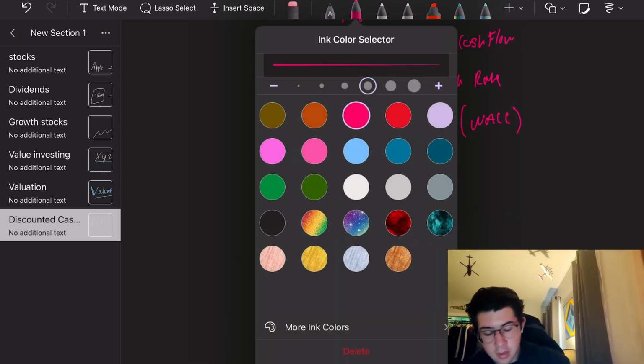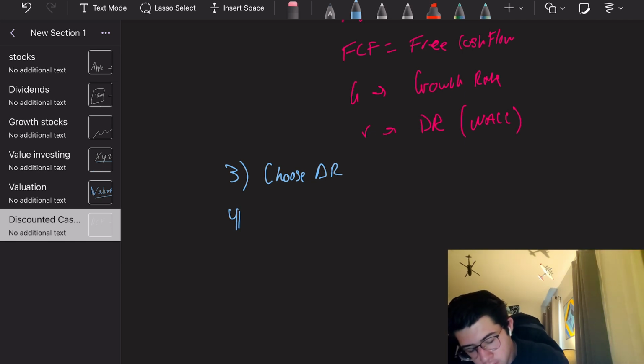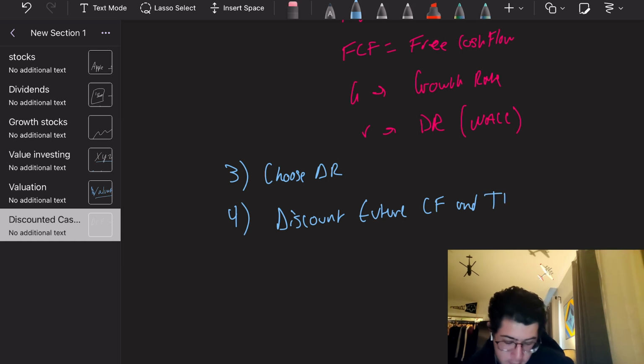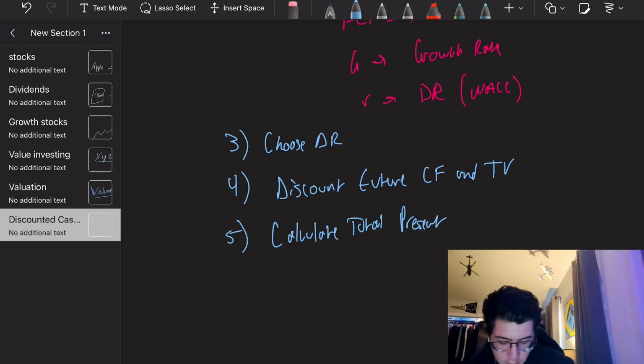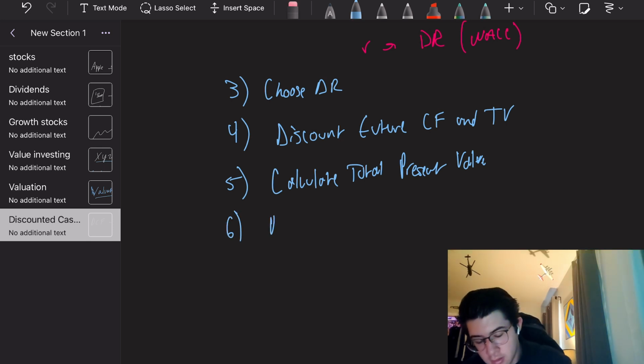And now our third step, find the intrinsic value with a DCF. So choose your discount rate. Fourth step, you discount the future cash flows and the terminal value. And then you calculate total present value. And then you divide by the number of outstanding shares.